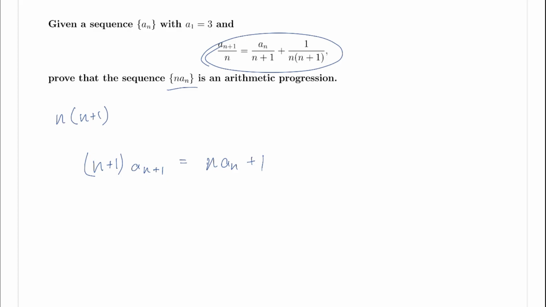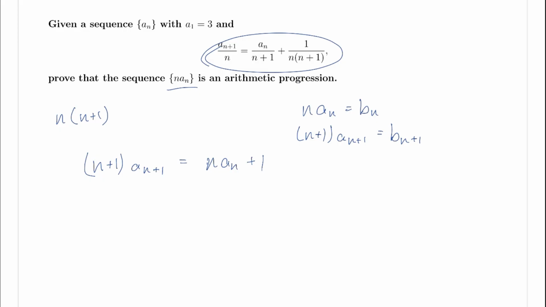The next thing we're going to do is take a look here. If we replace n times a sub n with any term, let's call it b sub n, then n plus 1 times a sub n plus 1 is going to equal b sub n plus 1, because we're just increasing all of the n's here by 1.